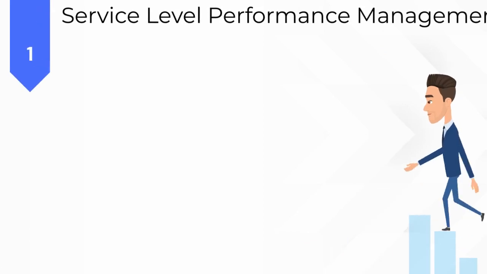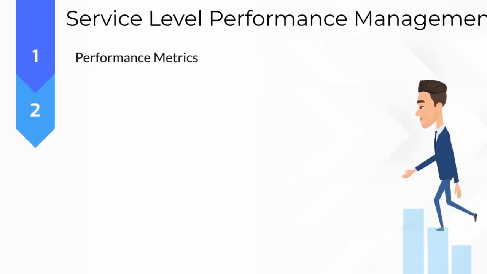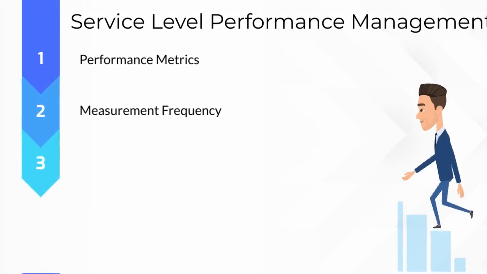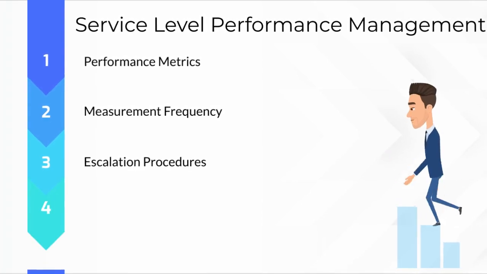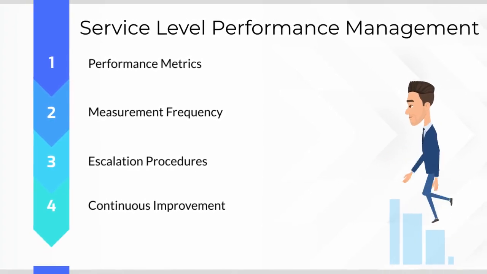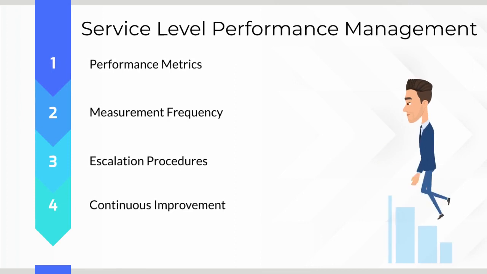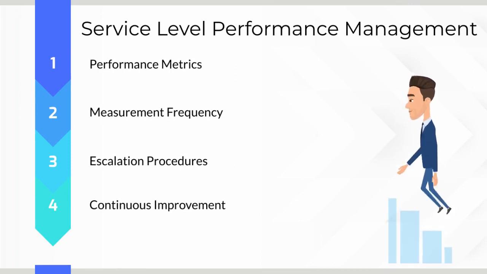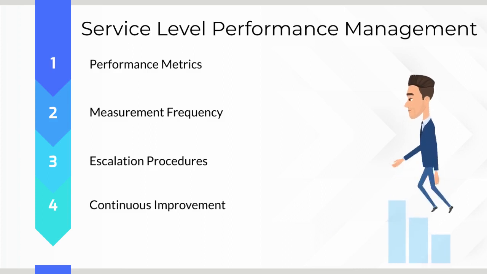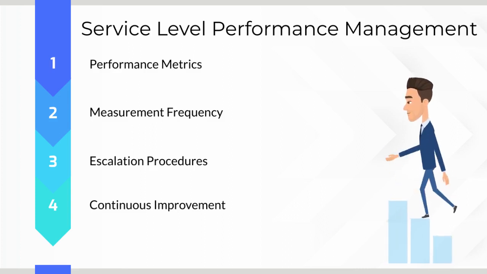When auditing service level performance in contracts, focus on these areas. Verify that the contract clearly defines the performance metrics and key performance indicators. These should be specific, measurable, achievable, relevant, and time-bound. Determine how often performance metrics are measured and reported. Ensure that the reporting frequency aligns with your organization's needs for monitoring and decision-making.